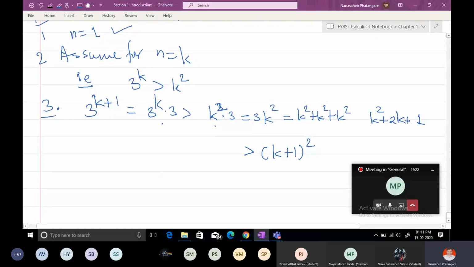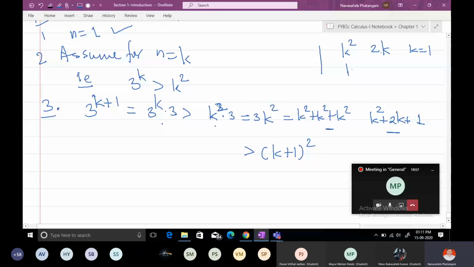Now compare these two quantities. Which quantity is bigger? I am replacing k square by 2k, right? So let me check first of all k square and 2k. Which quantity is bigger? K square. But there is a problem if k is equal to 1. If k is 1, this is 1 and this is 2, right? So in that case this is not true.